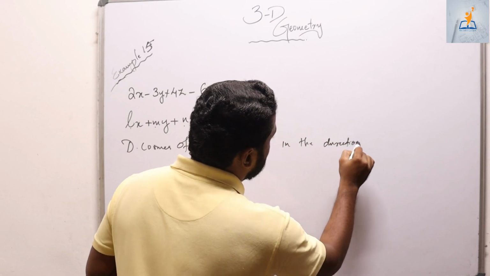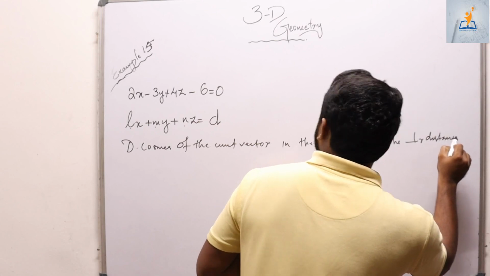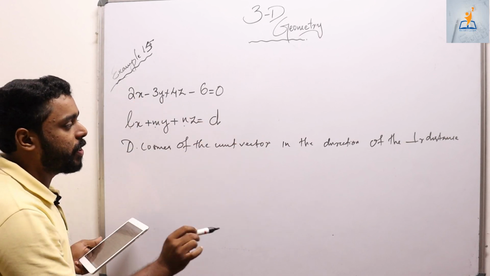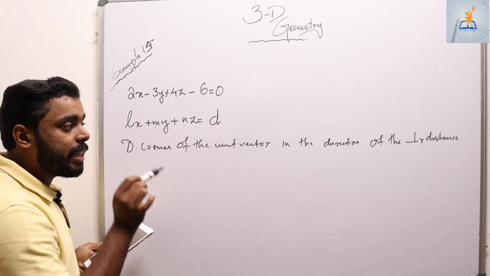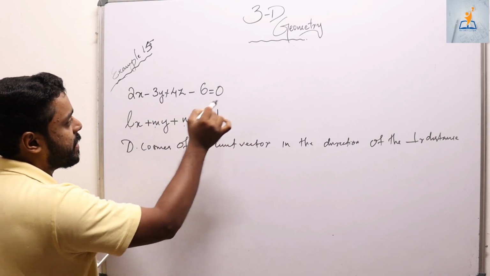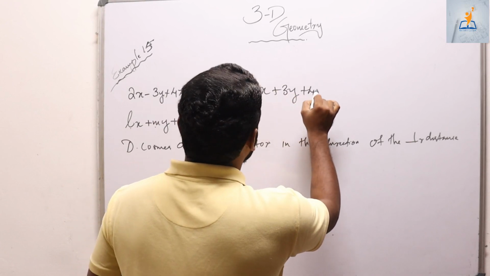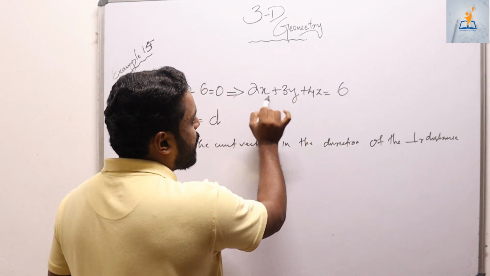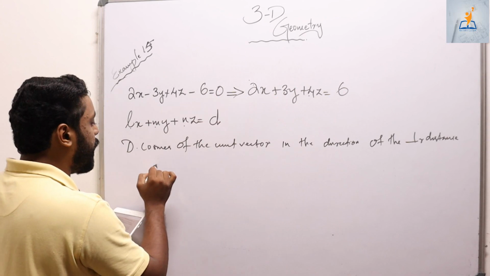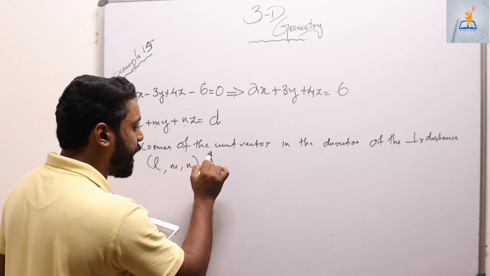In the direction of the perpendicular distance. But see, this is not a unit vector. So in order to find the direction cosines of the unit vector in the direction of the perpendicular distance, we have to divide the entire equation. See, we can modify this equation as 2x plus 3y plus 4z equal to 6. But since these coefficients, this is not L, this is not M, this is not N, but actually L, M, N are the direction cosines of the unit vector n cap.